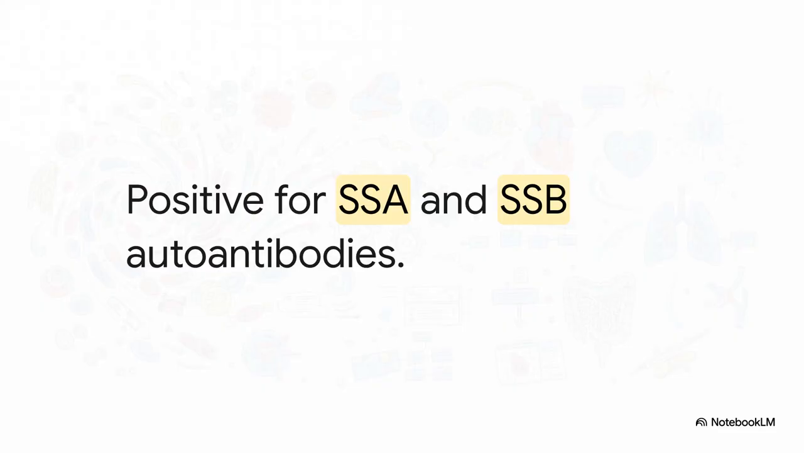To lock in this diagnosis, we're looking for a very specific serological footprint. Sure, you might see a positive ANA or even rheumatoid factor, but anti-Ro/SSA and anti-La/SSB autoantibodies, those are your absolute definitive biochemical hallmarks for this specific type of exocrine destruction.